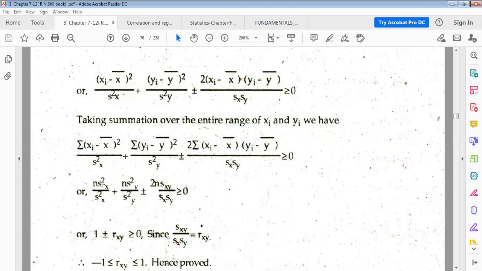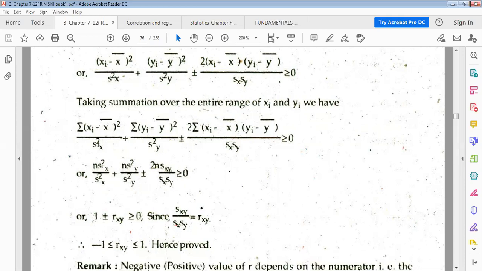So n into sx whole square, this will be the formula, and n into sy whole square, and this is actually the product of what? N sxy, covariance. Okay, this is called the covariance formula. Now sx whole square, sy whole square, and sx into sy, just multiplication, will be non-negative.